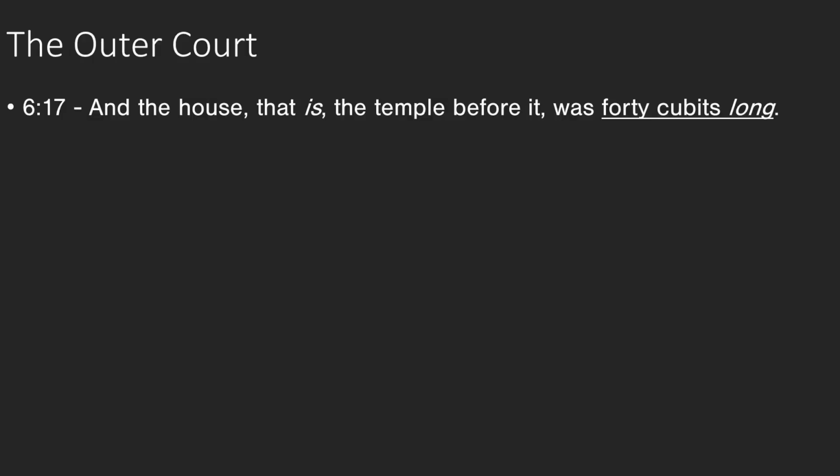Back to the outer court, and the house, that is, the temple before it, was 40 cubits long. Let's not forget all the mentions of 40 in the Bible. This is a number speaking to trials or a generation. It is a period of testing, of 40 days fasting, or 40 years wandering. Also, David and Solomon reigned for 40 years apiece. Well, 40 cubits contains 720 inches.